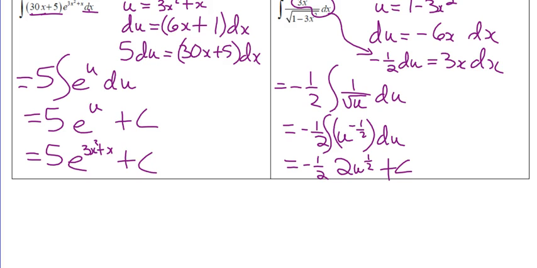So negative a half times 2 is just negative u to the 1/2, but u is 1 minus 3x squared. So negative u to the 1/2 plus c, which will be negative root of 1 minus 3x squared plus c. Okay, so maybe this is doable by guess and check, but it's on the tougher end of guessing and checking. So you no longer have to do guess and check. You just do substitution.